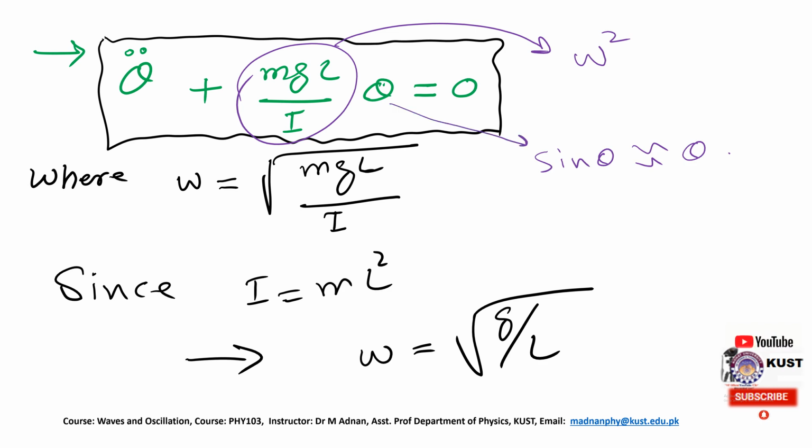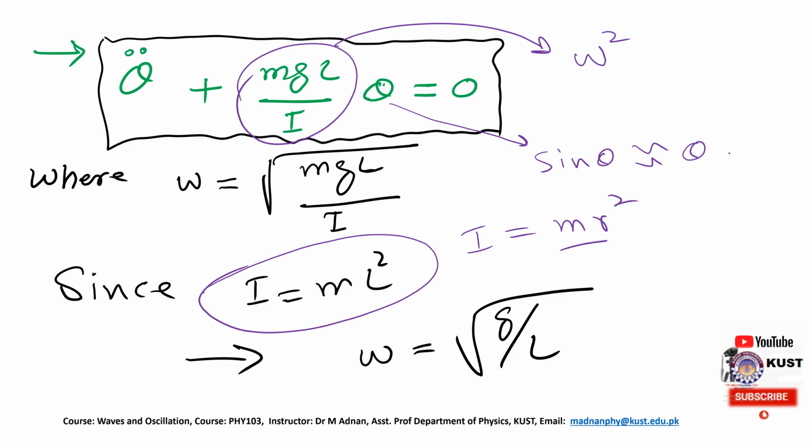So if we write I equals mL squared, generally the moment of inertia about the pivot is mr squared, but in our case, instead of r we have L, so we can write I equal to mL squared and obtain the angular frequency for the simple pendulum as the square root of g over L.